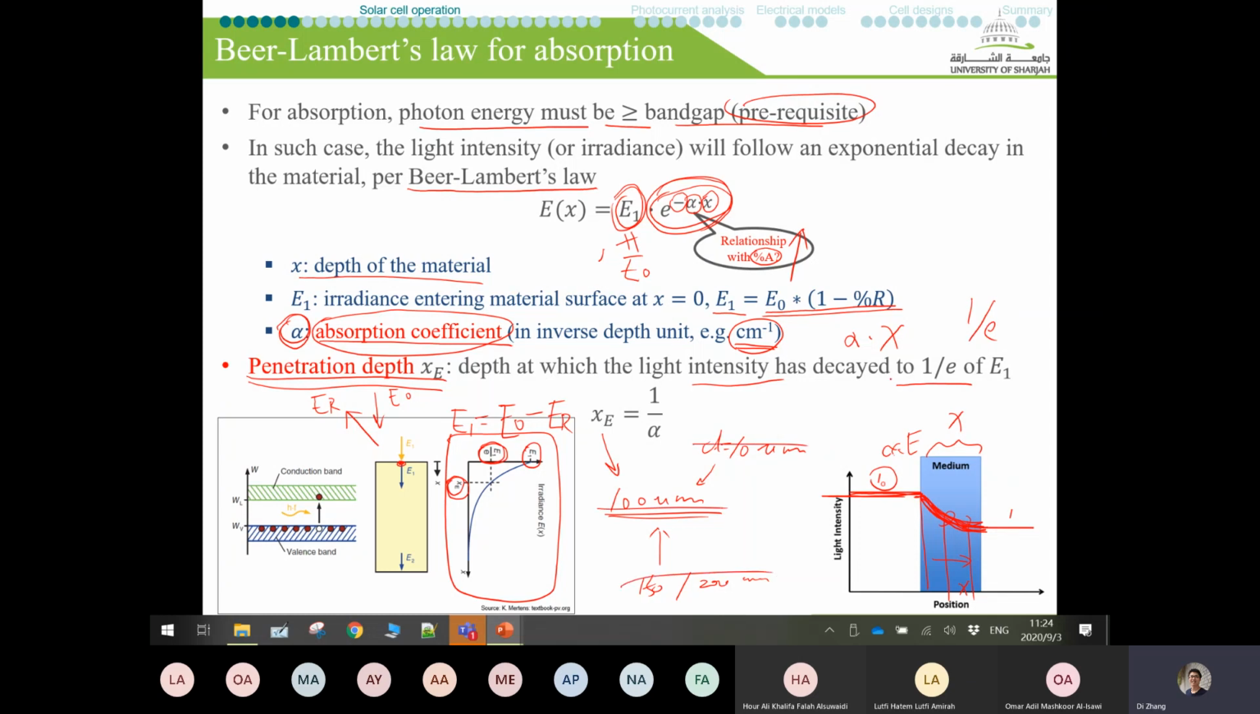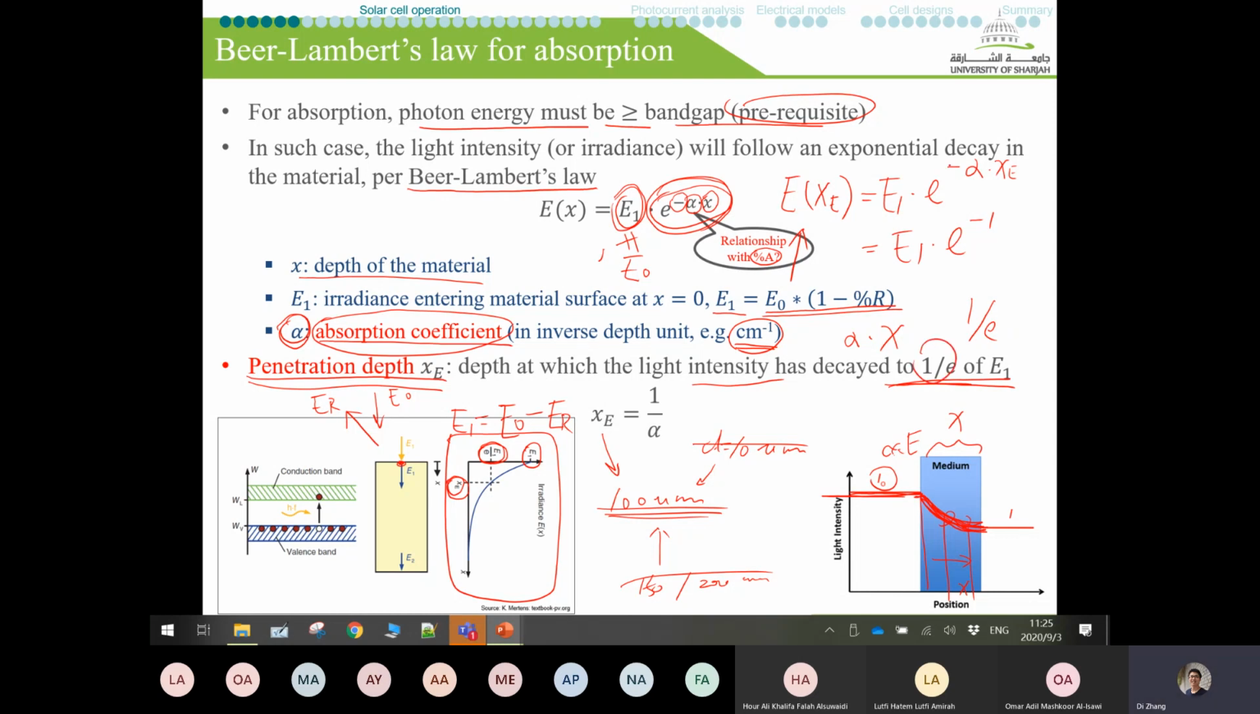Based on the definition, we can write further like this. At the penetration depth, the irradiance here, which is E1 times exponential minus the absorption coefficient times the penetration depth, should equal E1 times exponential minus 1, because we're talking about the 1 over E.